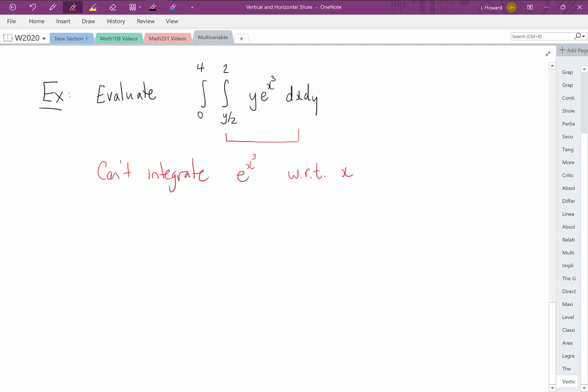We can't integrate something like e to the x cubed or e to the x squared without some other factor beside it to help us with our substitution process. But now that we've had a discussion about vertical and horizontal slices, there are some other tools that we could draw upon. So what we could do is actually sketch the region R, and we could swap the order of integration.